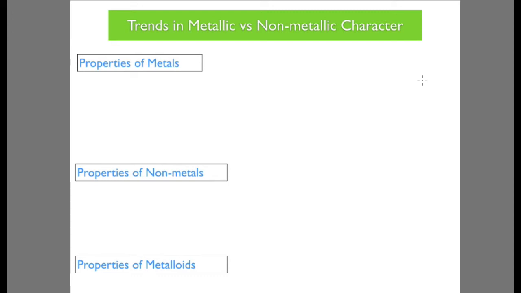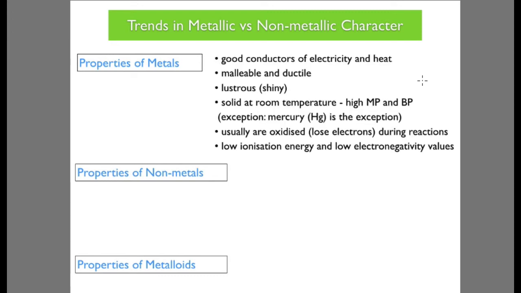Okay, let's look at trends in metallic versus non-metallic character. Metals, what properties do they have? Well, they're good conductors of electricity and heat. They're malleable and ductile. They're lustrous, so they're shiny. They're solid at room temperature with a high melting point and boiling point. Obviously, we have mercury as an exception. They're usually oxidized. They lose electrons during reactions. And they have low ionization energy and low electronegativity values.